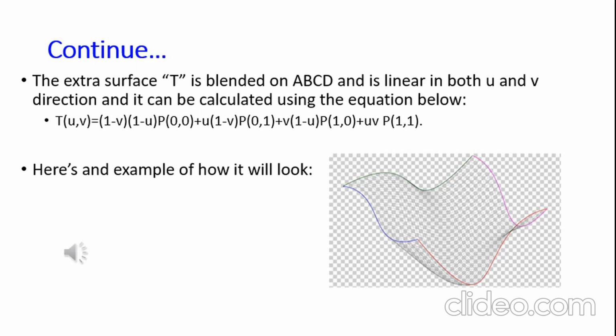And since we already found the surface R1 and R2, the extra surface T is blended on ABCD, but that surface is linear in both U direction and V direction, and it can be calculated using the equation below. And after the whole equation is calculated of the bilinear blended cone surface, the figure below demonstrates how our final cone surface would look like.